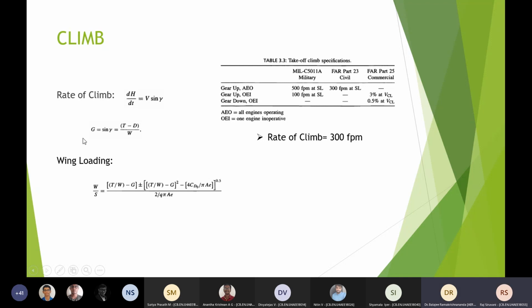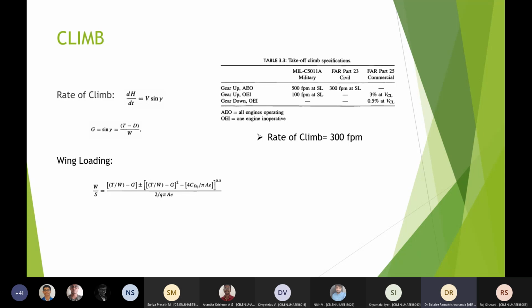Sir, but how will we get the G value, sir? G is 3%, 0.03, given to you. 3% is 0.03. Then the next one is 0.005. That is the G value. Okay, so after making the appropriate substitution, we'll get. Now CD naught by 4 pi A E is nothing but what is it?